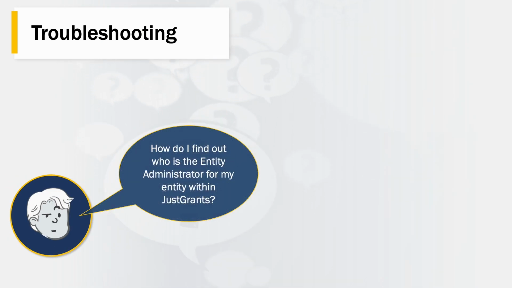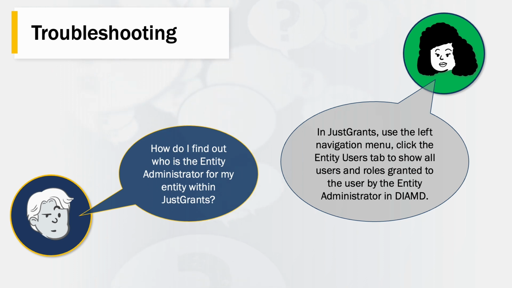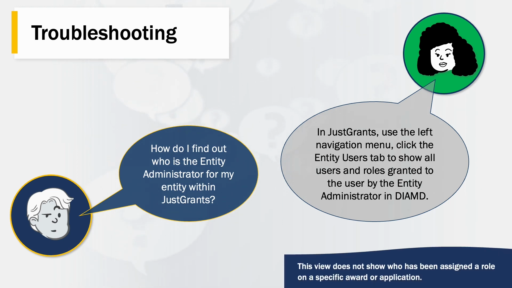So Isabella, how do I find out who is the entity administrator for my entity within JUST Grants? We are often asked how to know who in an organization is the assigned entity administrator. In JUST Grants, use the left navigation menu, click the Entity Users tab to show all users and roles granted to the user by the entity administrator in Diamond. It also shows the roles associated with each user, but it does not show who has been assigned a role on a specific award or application.